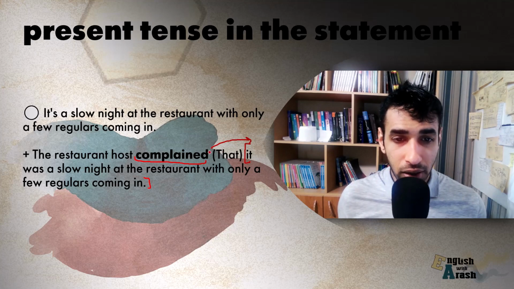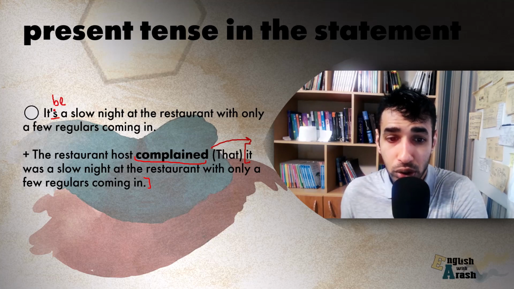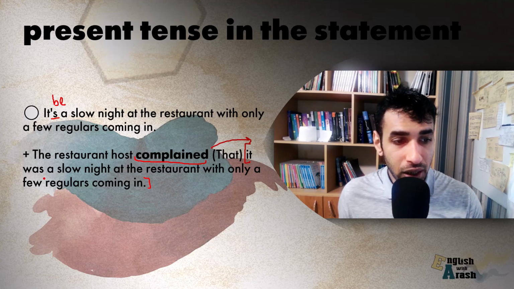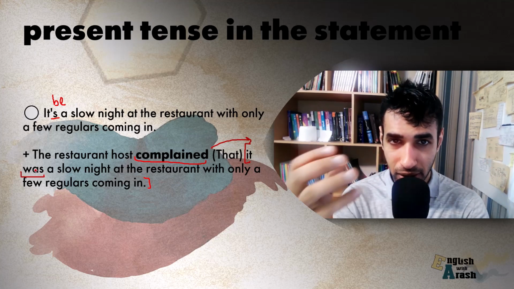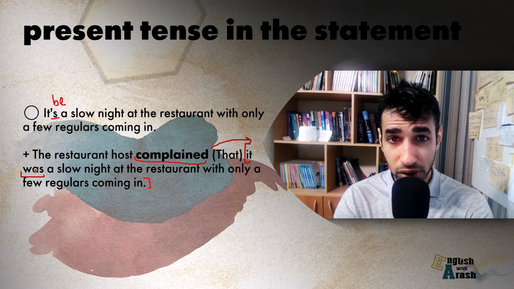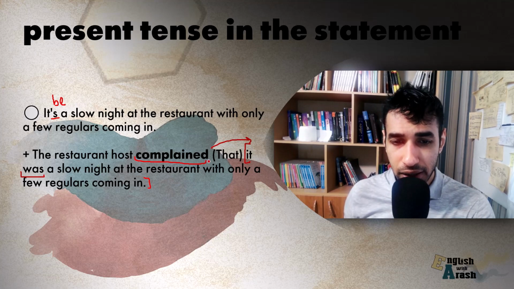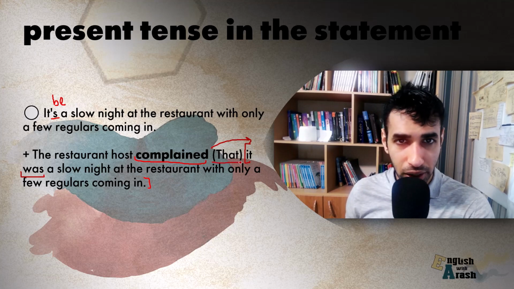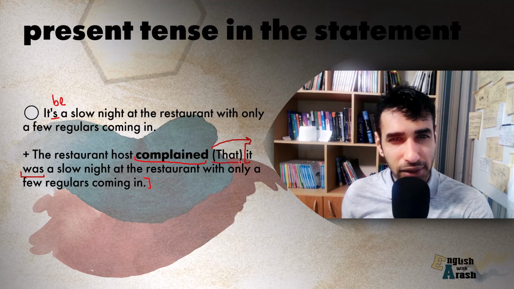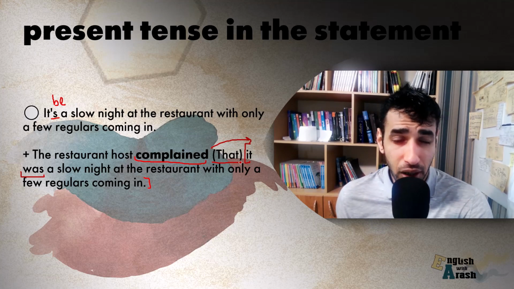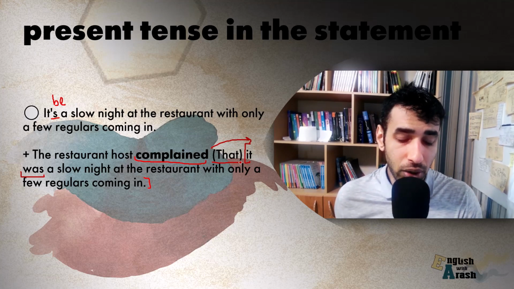So the verb here, it's a slow night. It is a slow night. It's a be verb. And is, so we should use was here. It was a slow night. So our verb changes from present to past in the noun clause. That here is omittable. We can omit that with regular reporting verbs.